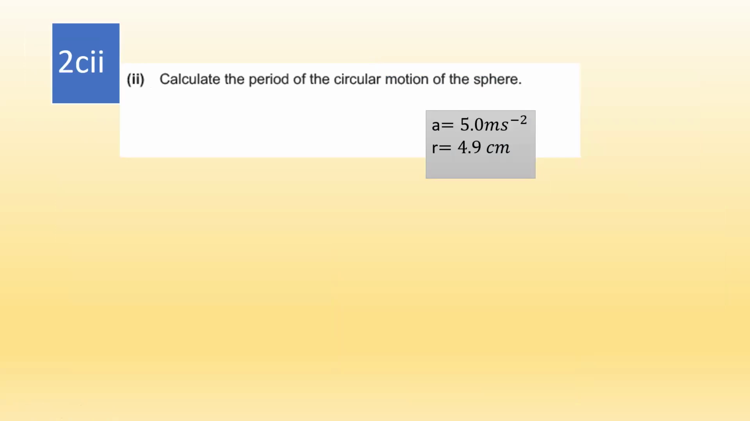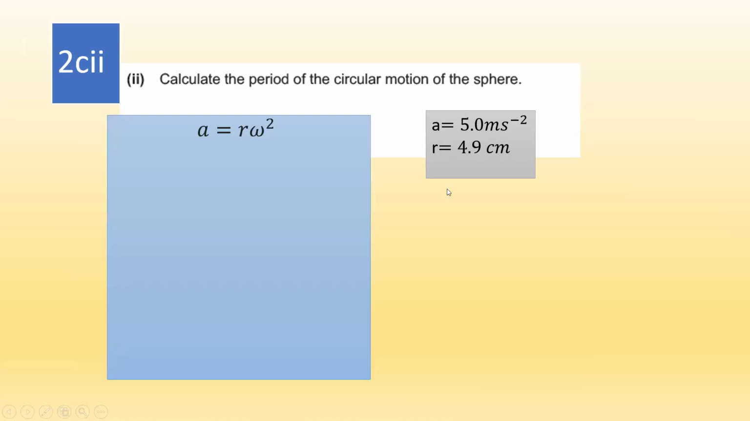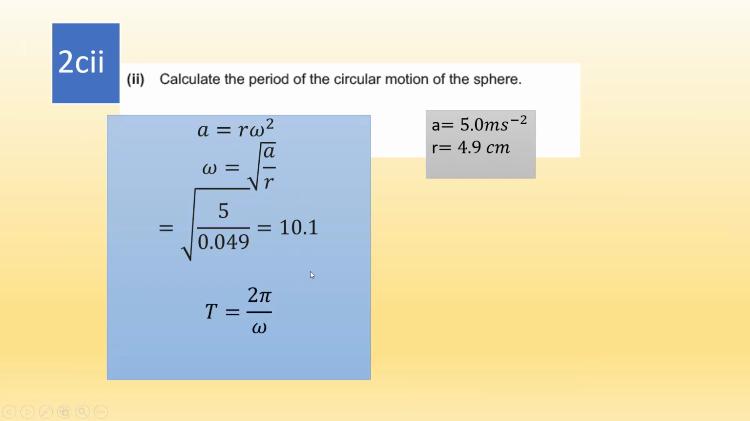Calculate the period of the circular motion. We have calculated the acceleration, and we are given the radius. So we can use the formula for centripetal acceleration, making omega the subject. A is given, R is changed to meter. So omega is 10.1 radian per second. Then T is 2 pi over omega, so it's 0.62 second. Any comment, or anything not clear? Okay, let's carry on.